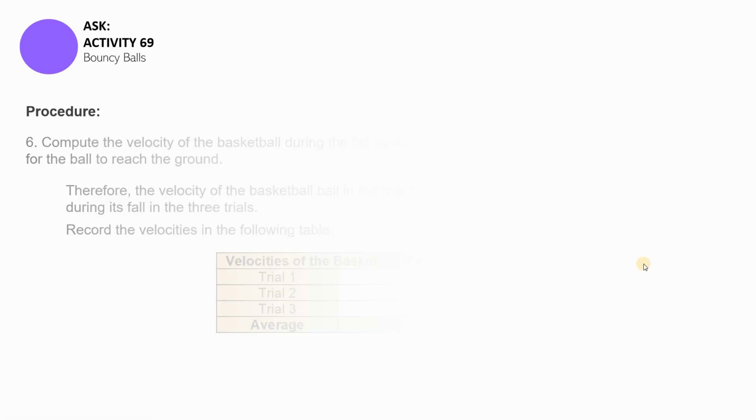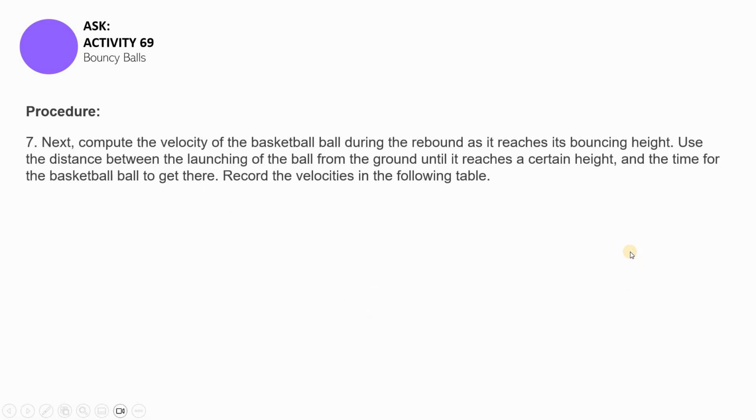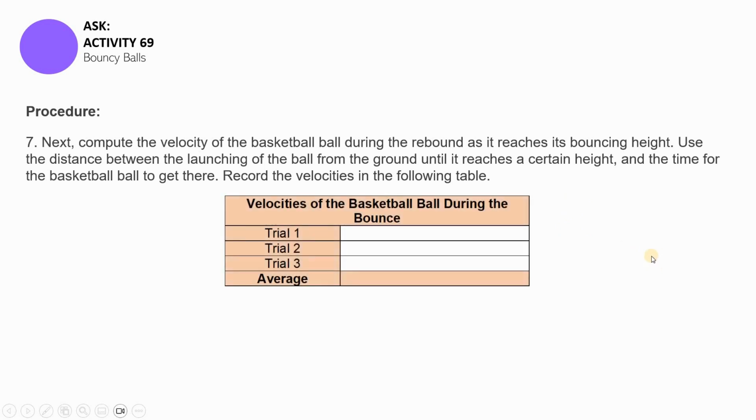All right. For number 7, compute the velocity of the basketball during the bounce or the rebound as it reaches its bouncing height, yung maximum na height na na-reach ng bola nung nag-bounce siya. Now, use the distance between the launching of the ball from the ground until it reaches a certain height and the time for the basketball to get there. So again, may distance dyan, meron din time. Okay? Record the velocity over here.